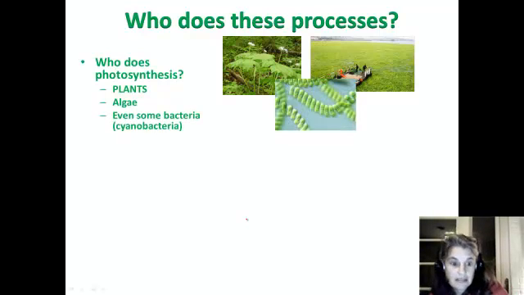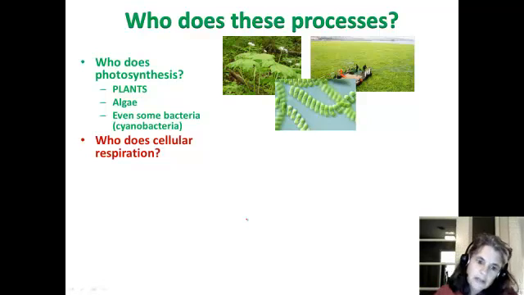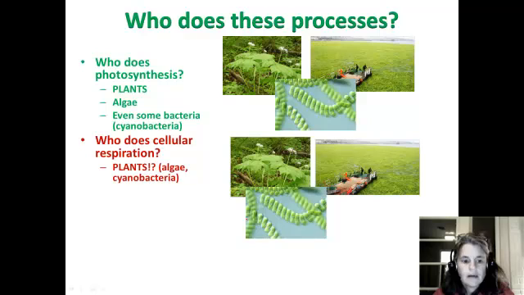And even some bacteria perform photosynthesis. A type called cyanobacteria. It used to be called blue-green algae because of the kind of color it would give off. But nonetheless, lots of things do photosynthesis on planet Earth. Who does cellular respiration? Well, even more things. Who does it? Plants. Wait a minute. I thought plants did photosynthesis. Well, of course, they do both.